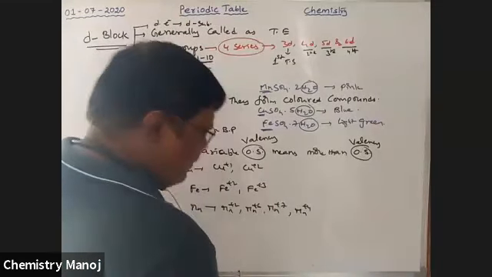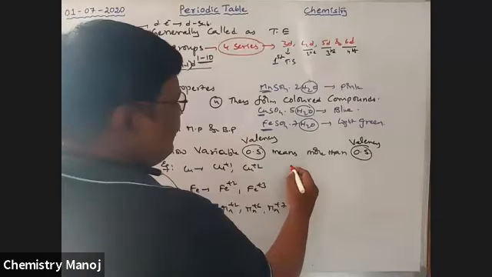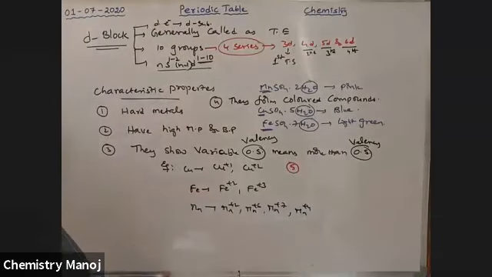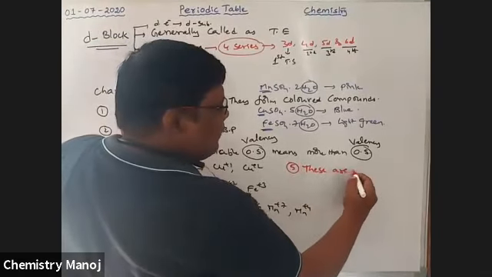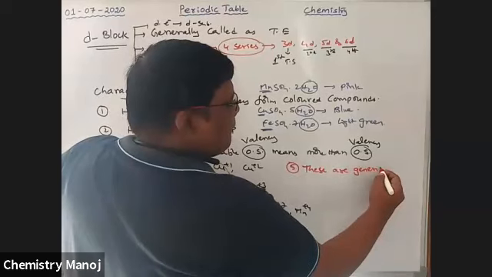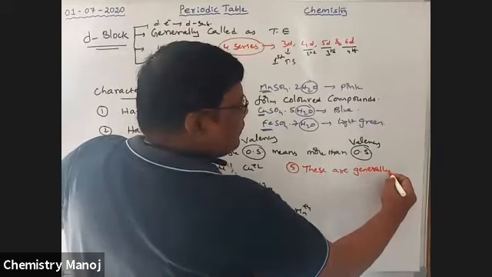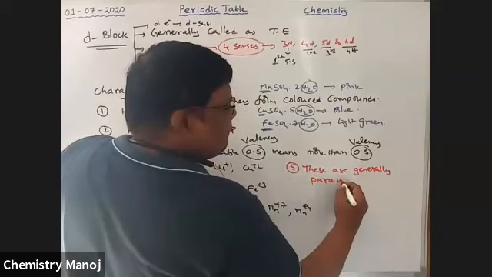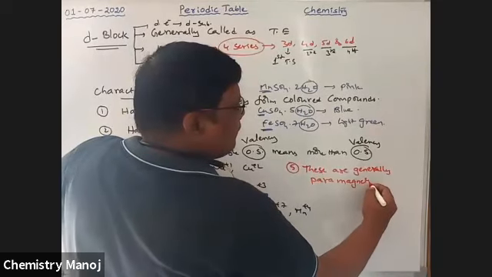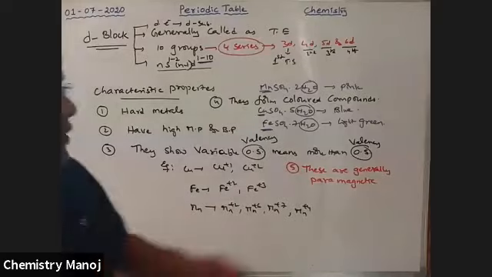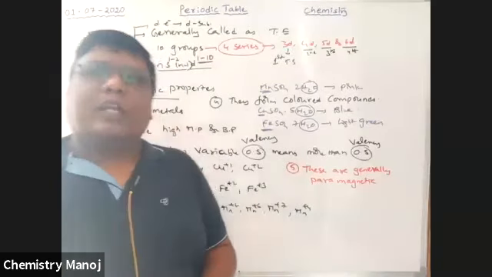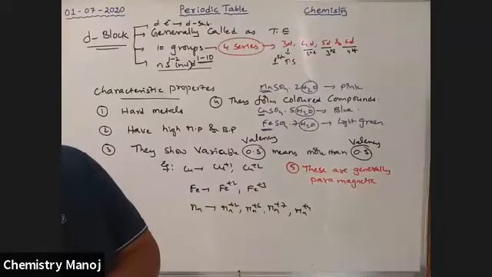Fifth point. These are generally paramagnetic in nature. These are generally paramagnetic in nature. Most of the D block elements are paramagnetic. It is a very, very important statement. Most of the D block elements are paramagnetic. It is due to the presence of unpaired electrons in their outermost orbit.